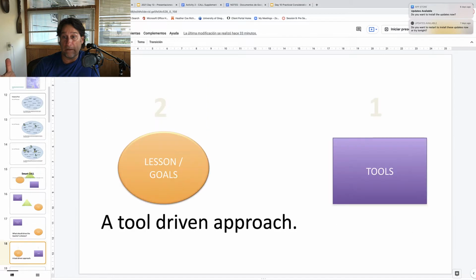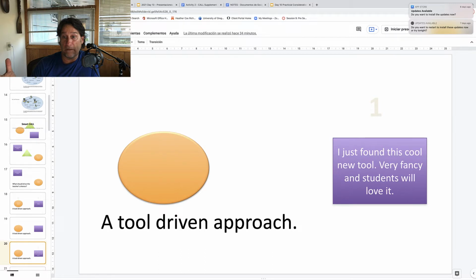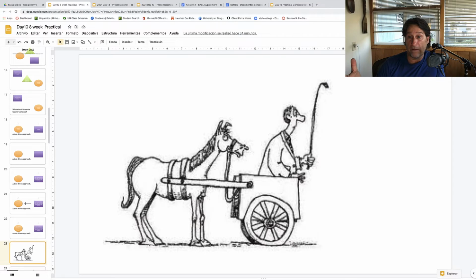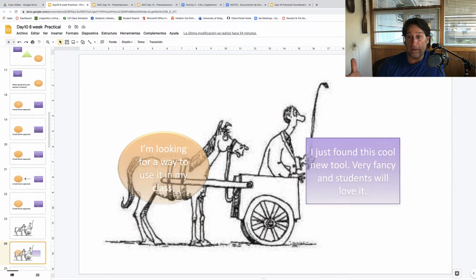So we're going to take a look at what beginning teachers typically do. This is what's called a tool-driven approach. A beginning teacher will sometimes say, I just found this very cool new tool. Wow, look at this new app that I found. It's great, I really loved using it, and now I'm going to find a way to get my students to use it, and they'll love it too. So I found this tool, and now I'm going to look for a way to use it in my class. That means the tool is driving what you're doing. Sometimes we might say that's putting the cart before the horse. That's a metaphor we use, and it basically means you're getting ahead of yourself.